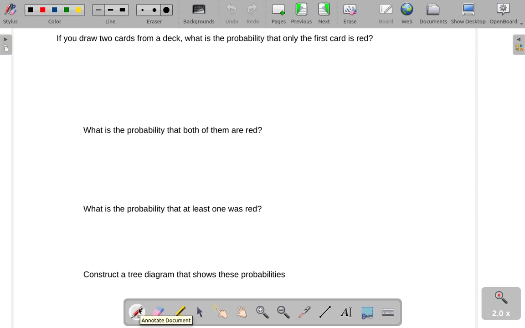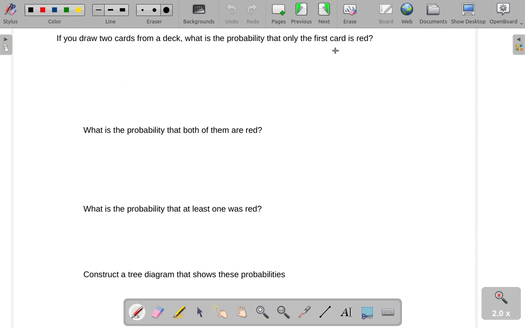Alright, here we have some examples to illustrate some of these probabilities. If we draw two cards at random from a deck, what is the probability that only the first card is red? Drawing two cards from a deck, I'm going to assume, and I probably should have written it in here, that this is without replacement. It's not like we're drawing a card, putting it back, then shuffling and drawing another card. When you just say you're drawing two cards, it's assumed that this is without replacement. So that's what I'm going for here. What is the probability that only the first card is red?